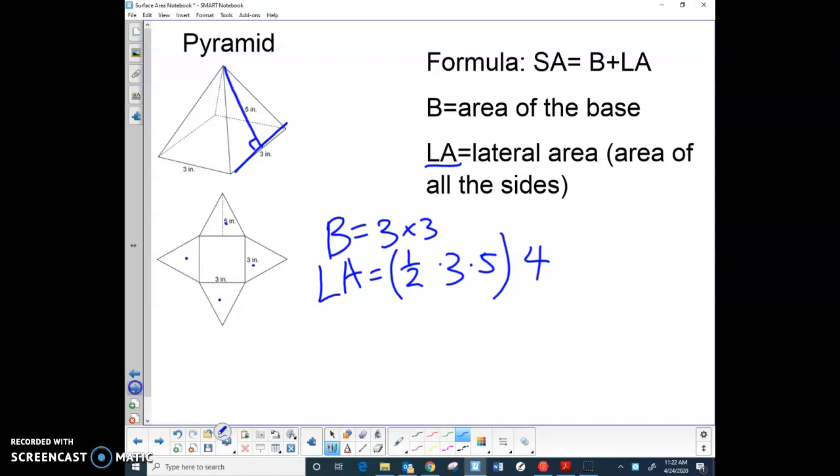All right, so we've got our surface area. It's going to be the area of our base, which is 3 times 3, which is 9, plus our lateral area, which ends up being 30 if you make that calculation. So our surface area is 39 inches squared.